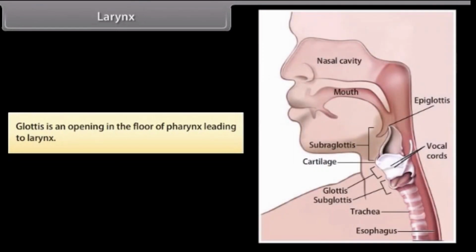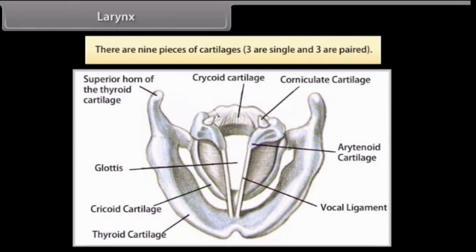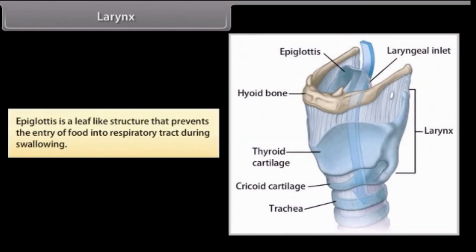Glottis is an opening in the floor of pharynx leading to larynx. There are 9 pieces of cartilages, 3 are single and 3 are paired. Epiglottis is a leaf-like structure that prevents the entry of food into the respiratory tract during swallowing.